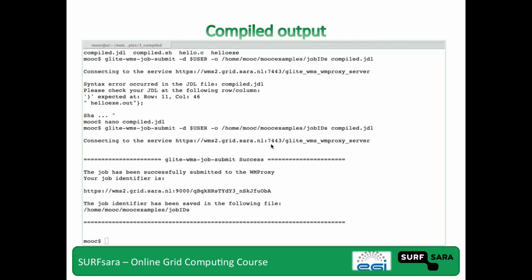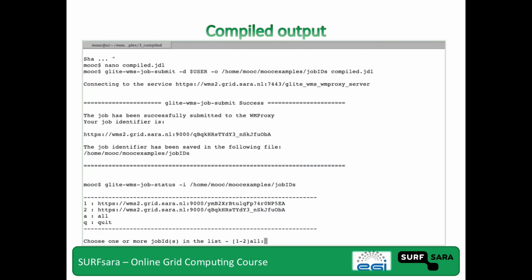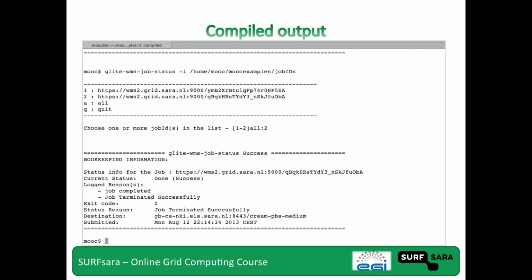Okay, here we can get the output of the application that we just submitted. This is what we were left with, the identifier and the location of the file where we store the job IDs. And we can use the g.wms job status command to see what has actually happened. We specify the file where we saved our identifiers and select the second one, that's the most recent. And as you can see, it's done. And we can now retrieve the output.